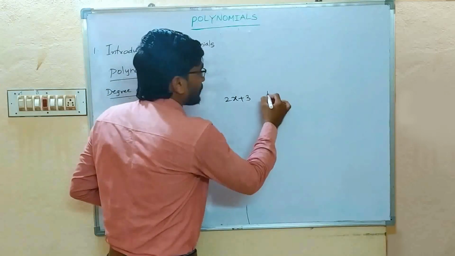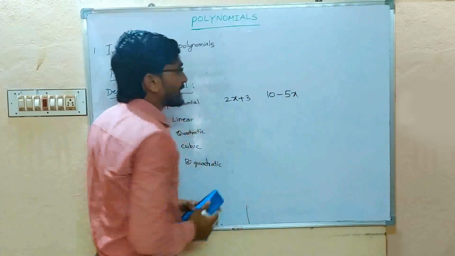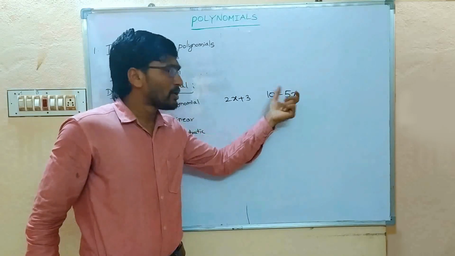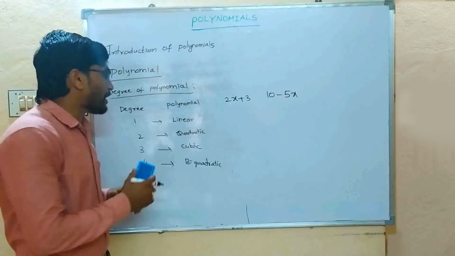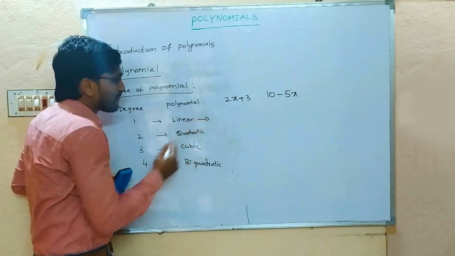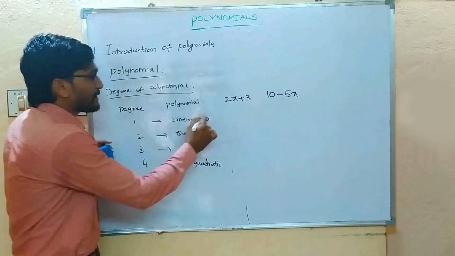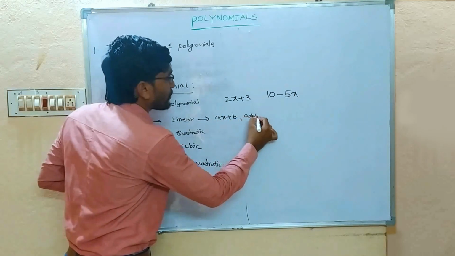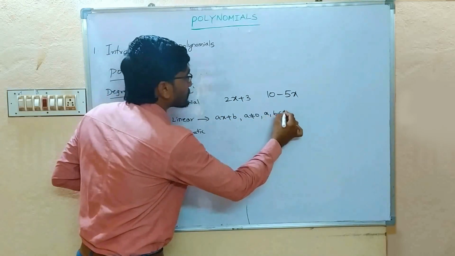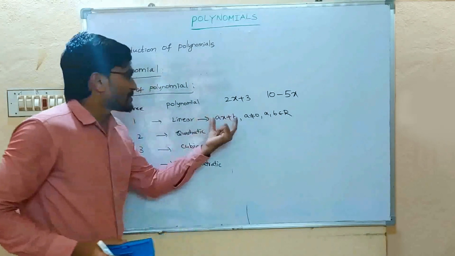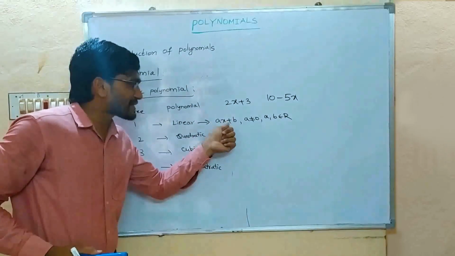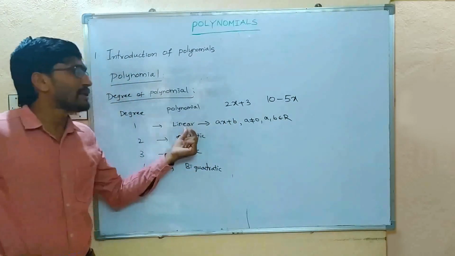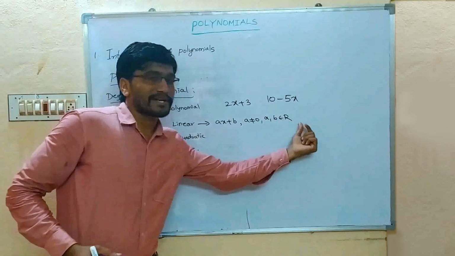Let me take another polynomial: 10 minus 5x. What is the degree of this polynomial? 1. So it is called a linear polynomial. Now we have to give the general form for this linear polynomial. It is ax plus b, where a is not equal to 0, and a, b belong to real numbers, nothing but constants. So a and b are the constants, x is the variable. The degree of the polynomial is 1, so it is called a linear polynomial. This is the general form.